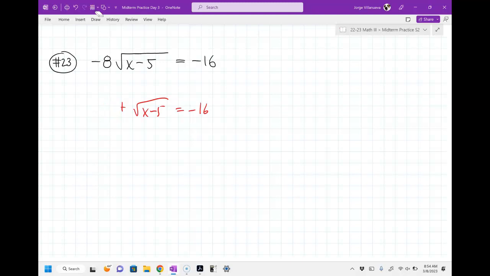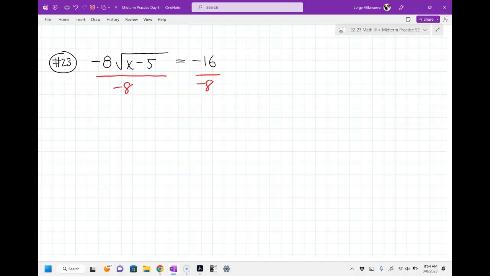But since it's multiplying it, then I got to do the opposite of it, right? So it's multiplying a negative 8. So let's divide by a negative 8. Okay. Yeah, those are always a little tricky.